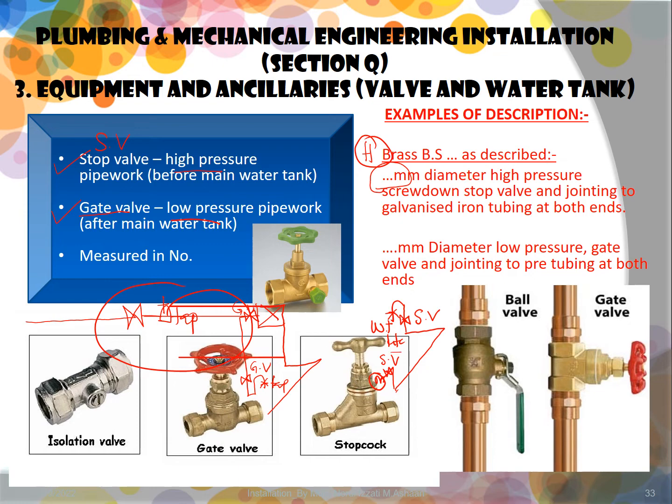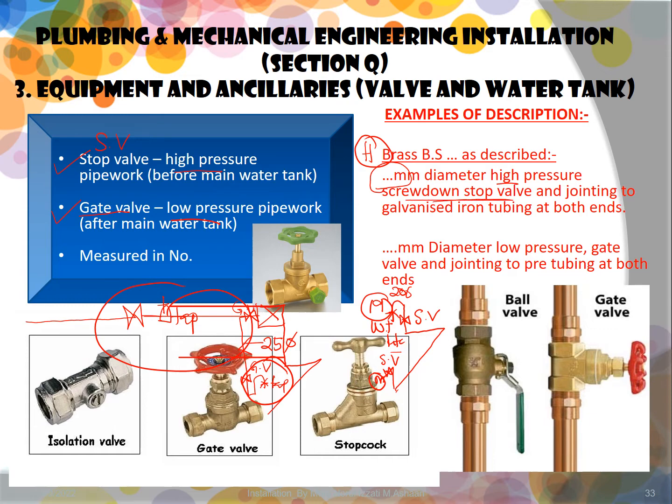Let's say the kitchen sink here is using 19mm diameter or 20mm diameter, the stop valve at this particular line should also be similar size. So the SV here should be 19mm or 20mm as per the outlet of the sanitary fitting itself. Same goes to this particular pipework for the gate valve. If the pipework system here is 35mm diameter, so along the way, the gate valve should also be a similar size, 25mm diameter gate valve.